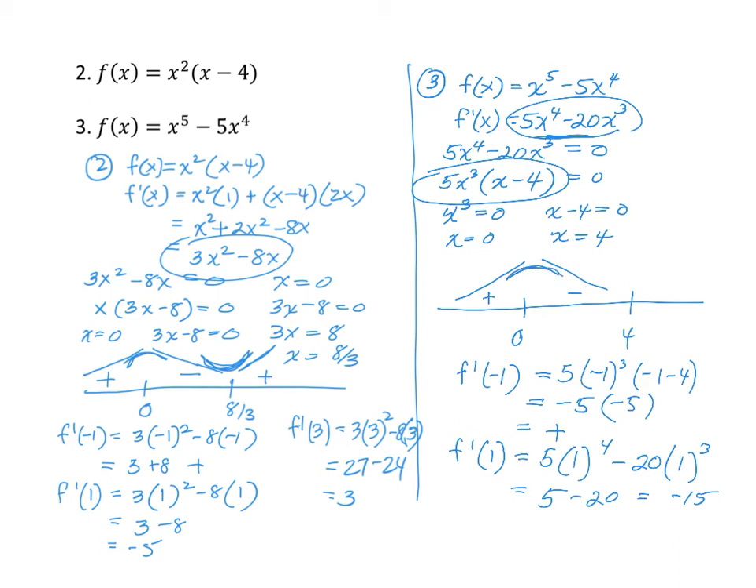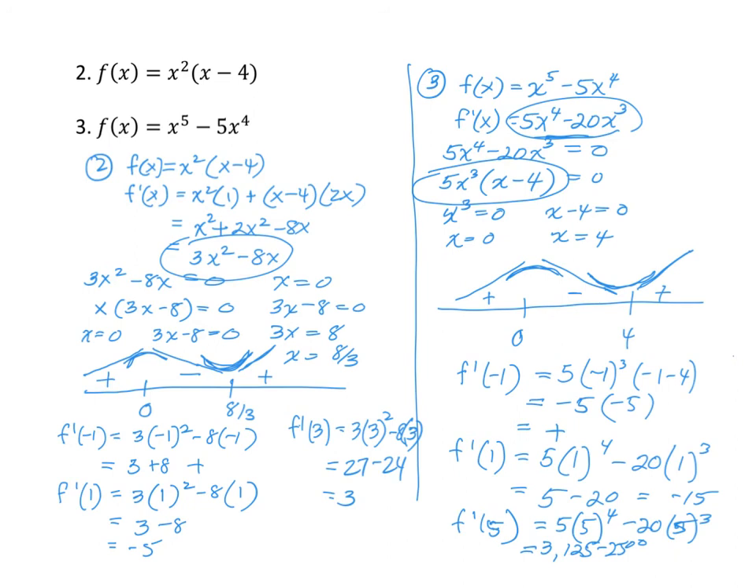And then one more value on the right side of 4, let's take 5. And so if I plug 5 in here, I get 5 times 5 to the 4th minus 20 times 5 to the third, and that gives me 3,125 minus 2,500. All right, and so that's going to be a positive value as well. So it's increasing again on this side of 4. And so if it's decreasing on the left side of 4 and increasing on the right side of 4, you can see that we have a local minimum at 4.